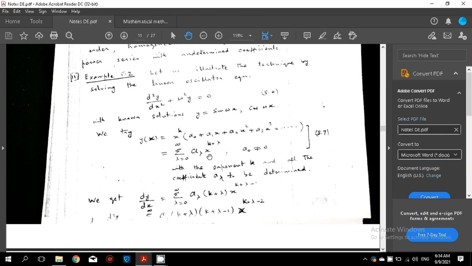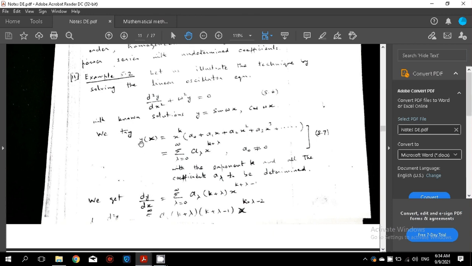So the first coefficient a naught must not be equal to 0. The other coefficients, out of these infinite number of coefficients, some may be 0, but the very first coefficient must not be 0.